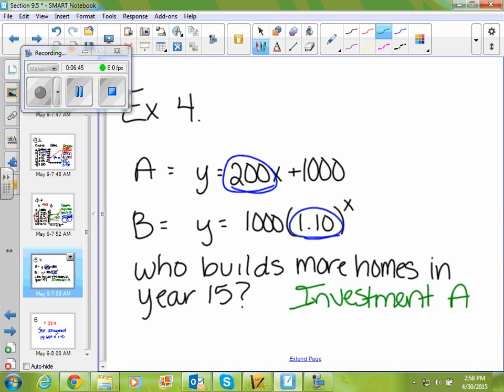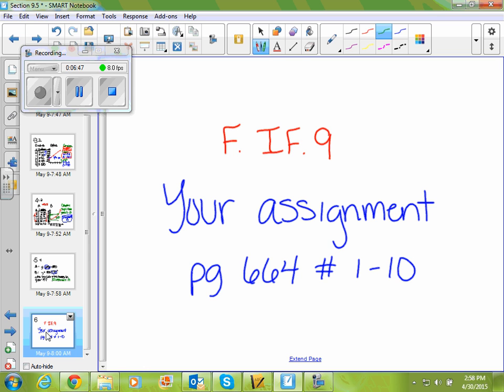Yep. Okay, so everything's pretty much done for you on the assignment. You just need to find your slopes and then figure out which one is the better of the graphs. 664, 1 through 10.